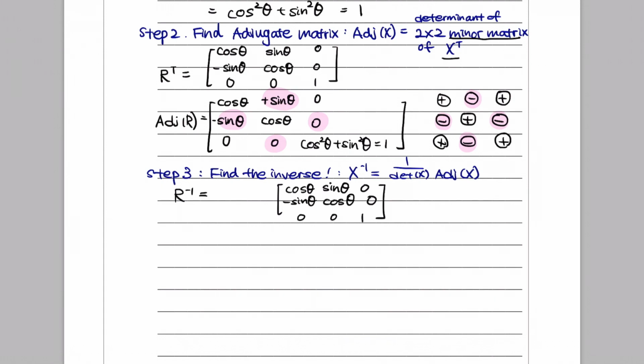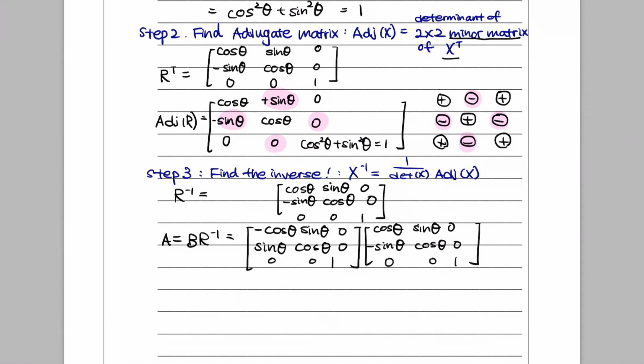And then we go back to our equation where we want to find A, which is B times R inverse. I just copy the matrix B from above, and R inverse is what we just found. So if you multiply that together, you multiply the row and the first column, and then again the same row and the next column, and so on. Therefore, after the matrix multiplication, you get A as such.